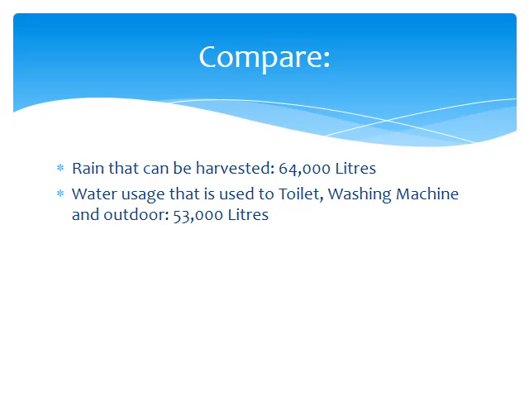So when we're comparing these, there's 64,000 litres that can be harvested on average, and the water usage that is used on the toilet, washing machine and outdoor areas is 53,000 litres. So if we're harvesting 64,000 litres, we are very able to counteract the 53,000 litres that are going towards those areas.